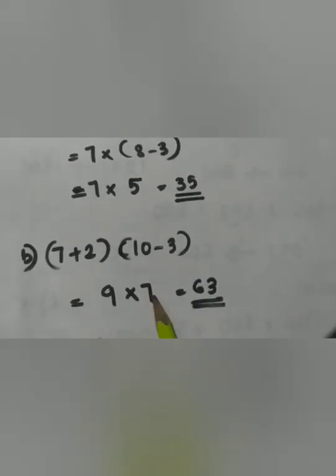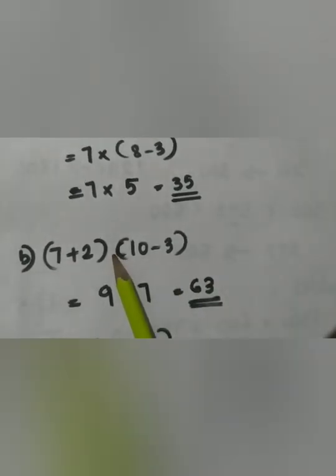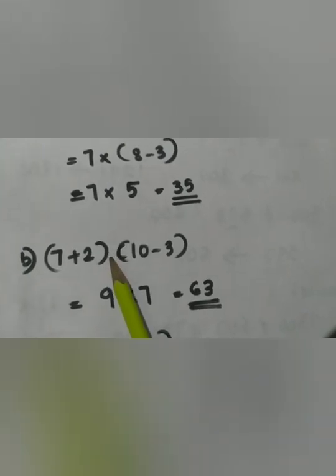Next, one more example. Here how will you read? (7 plus 2)(10 minus 3). I told you that if there is no operation between brackets, it will be multiplication. So 7 plus 2 into 10 minus 3. Here two brackets are given. So simplify each bracket first, then do the multiplication. What is 7 plus 2? 9. 10 minus 3? 7. So 9 into 7? 63. Here no operations are mentioned, but what you have to understand is that this is connected by multiplication.